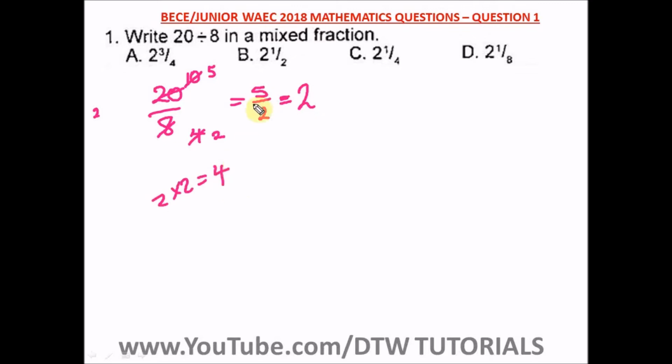So it will go 2 times and we have 5. 5 minus 4 is equal to 1. So we have a remainder of 1. So we have 1, then we'll divide by 2. So we have 2 whole number 1 over 2. So this is our answer in mixed fraction, and our right option here is option B.